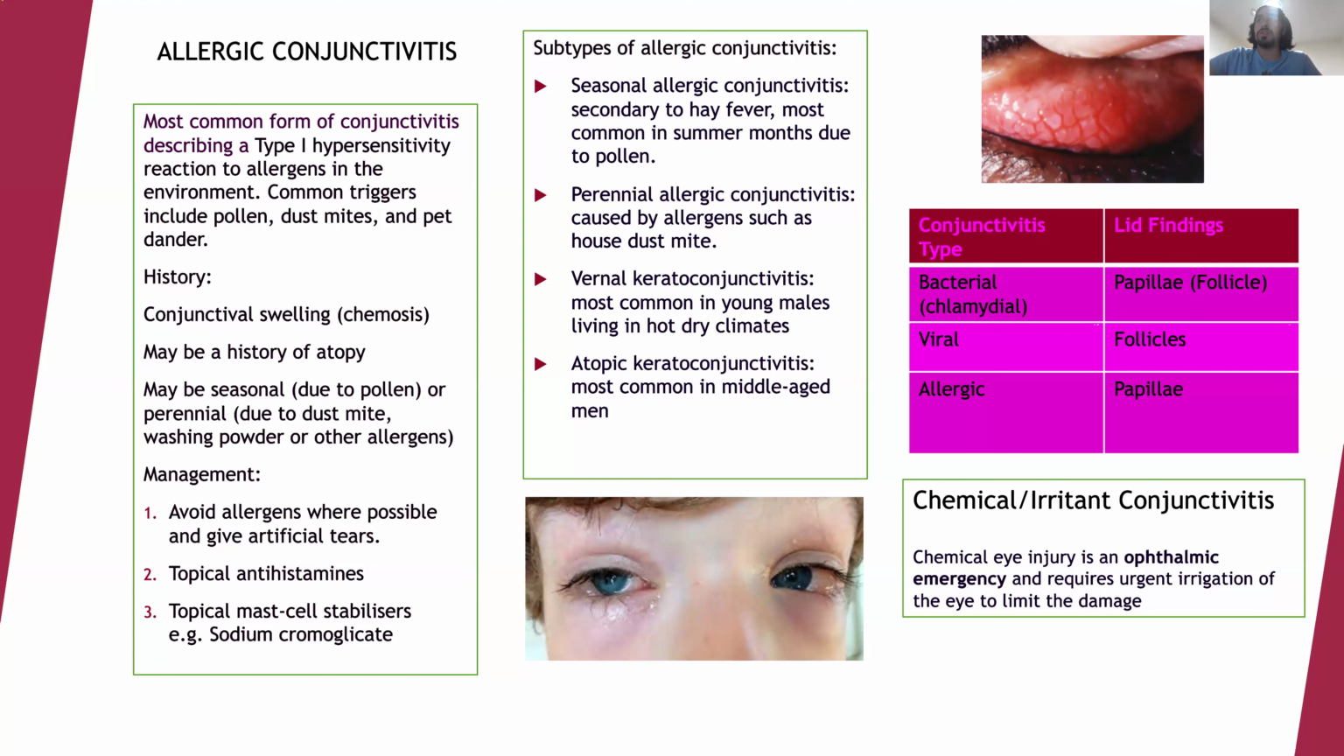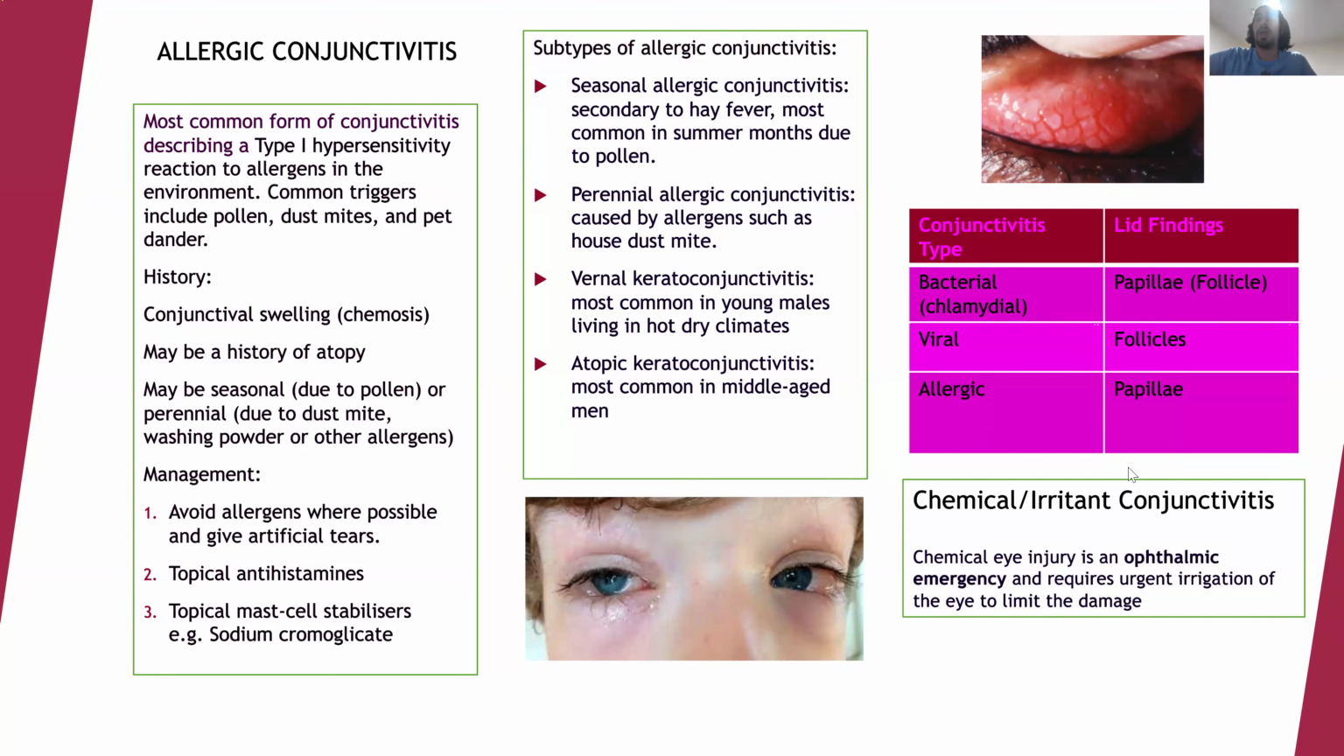So the main management for this is obviously to avoid the allergens and give topical antihistamines, and second line, but you don't really need to know this to be honest, is a mast cell stabilizer, so sodium cromoglicate, and also nedocromil. There are also other subtypes of allergic conjunctivitis: the seasonal one, that is hay fever, and the perennial one caused by allergens like dust mites. But you don't really need to know this. That part is too niche.